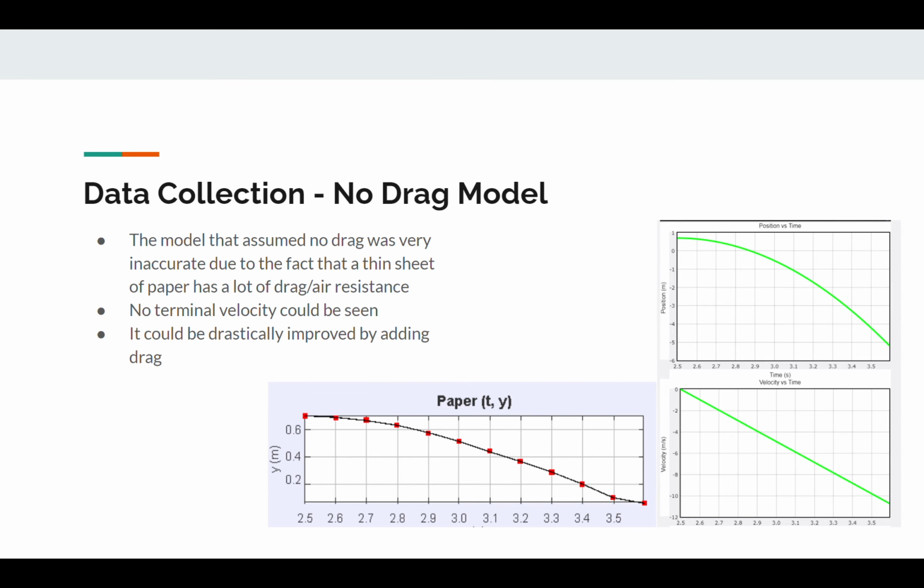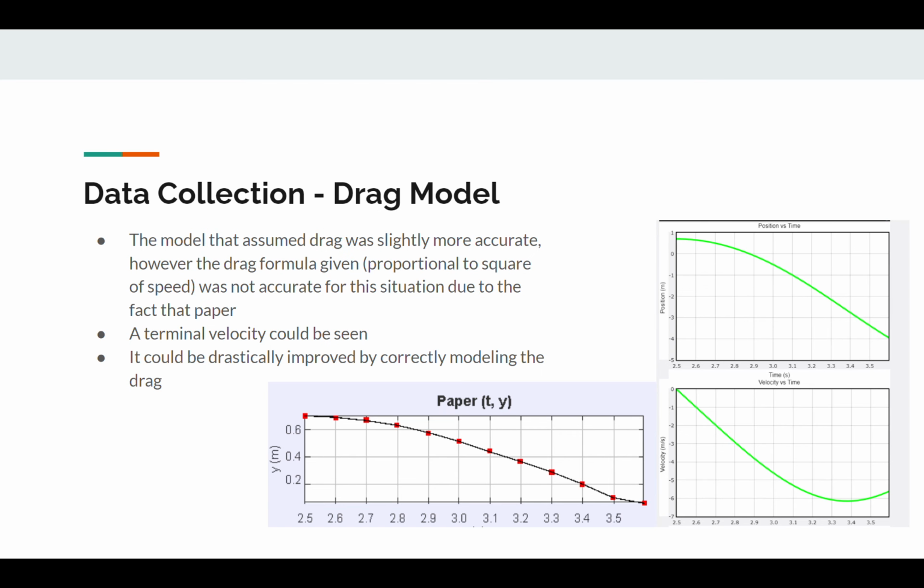So for the no drag model, it was very, very inaccurate. As you can see, in real Tracker, the paper reaches 0 by the end time, and in the model, it reaches -5. So it went way farther down than it should have, and the failure started at about 2.9 seconds. And this is because it assumed no drag. If this piece of paper didn't have any drag acting on it, no air resistance, then it would fall pretty similar to this. This model could be drastically improved by adding drag and other effects of air resistance, and no terminal velocity could be seen.